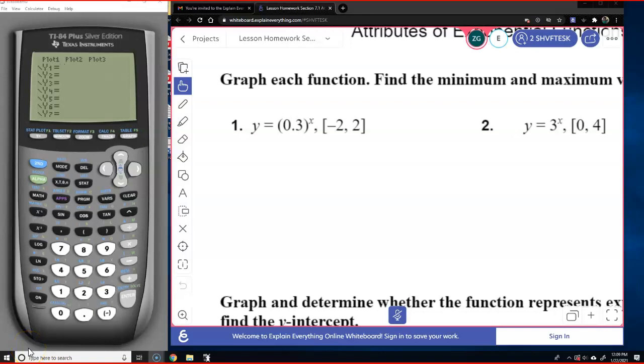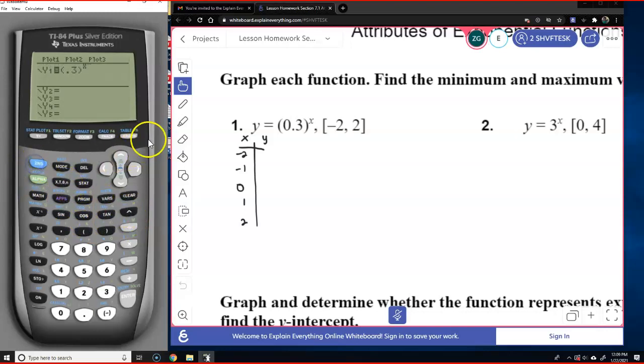For number one, we're going to have to graph y equals 0.3 to the power x. And I recommend drawing a table. We're starting at x equals -2, x equals -1, x equals 0, 1, 2. So let's go ahead and type that into the calculator: parentheses, 0.3, close parentheses, raised to the power x.